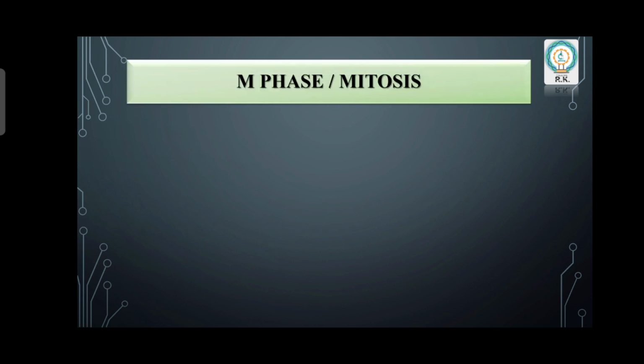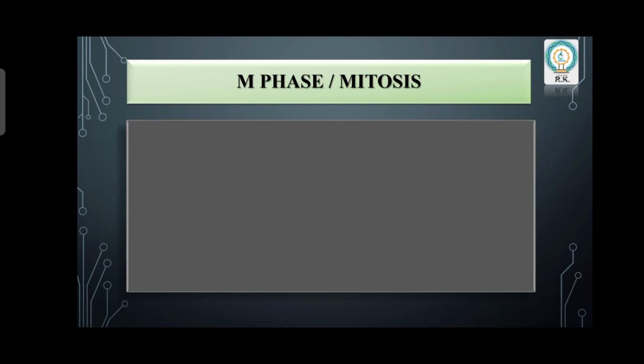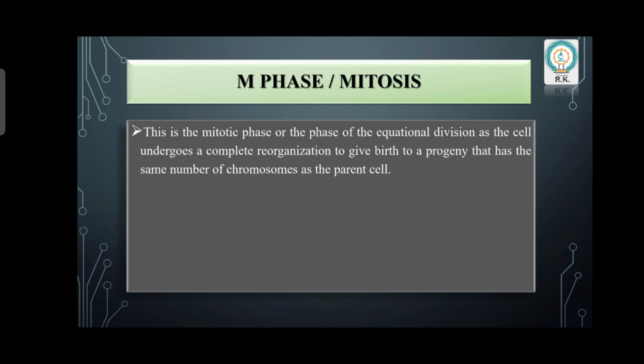So next up is M phase. What will happen in M phase? Now it is mitotic phase where mitosis will occur. This is the mitotic phase of the equational division, as the cell undergoes a complete reorganization. Now, why reorganization? Of course, to give birth to a progeny that has the same number of chromosomes as the parent cell. As I discussed, each of the daughter cells should get 46 chromosomes.